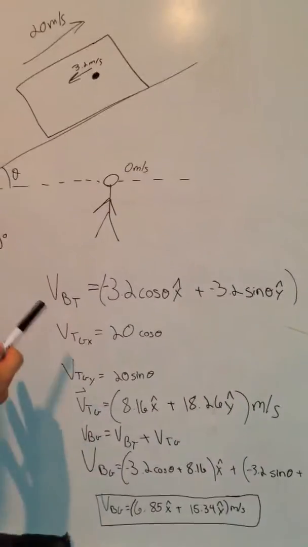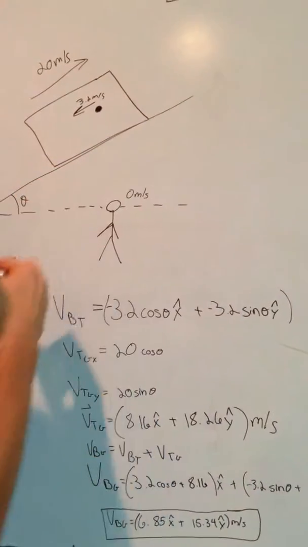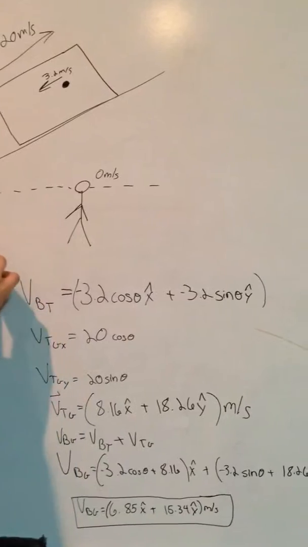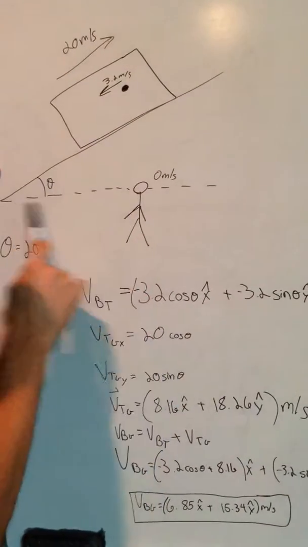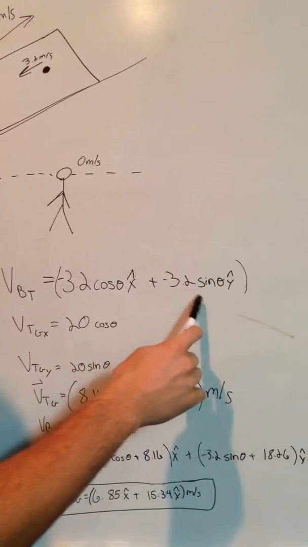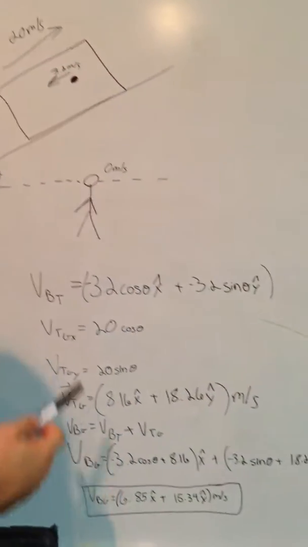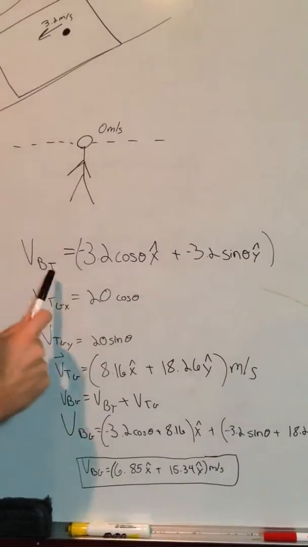To do that, first we have to find the velocity of the ball relative to the train, which is negative 3.2, it's in the negative direction, times the cosine of the angle, because we're trying to find the x component, plus negative 3.2 times the sine of theta, which is how you find the y component, and that's how you get the velocity of the ball relative to the train.